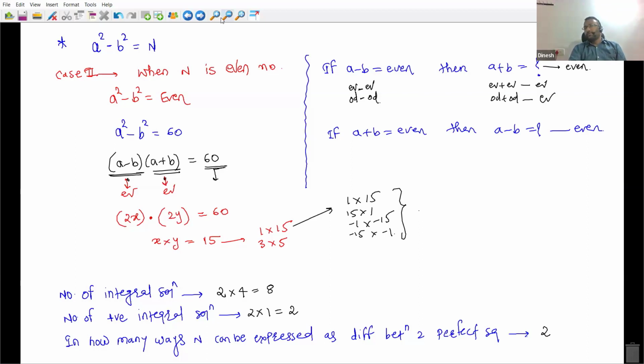So now most of the things you need to do in your mind itself, everyone. You need to understand this process. How should you train yourself such that whenever you see a square minus b square is equal to 60? Intermediate steps you should do in your mind: (a minus b) into (a plus b) is 60. Both brackets are even, 2x into 2y is equal to 60. So x into y is equal to 15. This number we need to divide by 4.